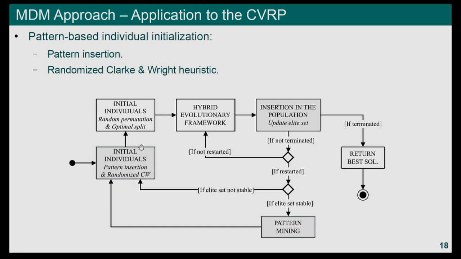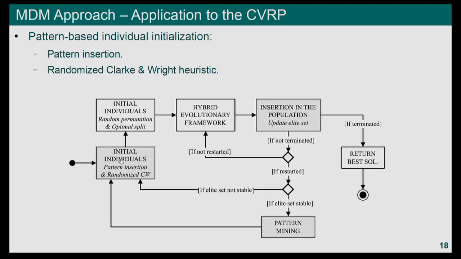We update an elite set every time you insert a new solution in the population. When this elite set is stable, we mine patterns. And here's the main difference. Since this is an evolutionary method, population diversity is very important. So we keep the original initialization method for generating part of the initial population. And we introduce a new initialization method that uses patterns, introduces those patterns in the initial individuals, and complete the solutions using a randomized Clark and Wright heuristic.